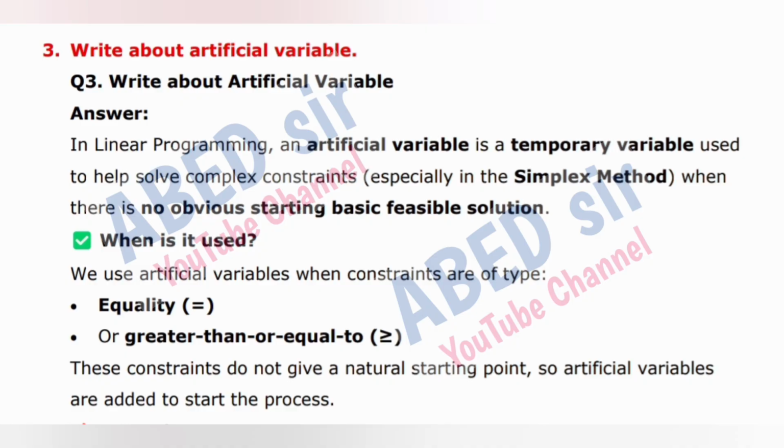Next important short question is: 3. Write about artificial variable. Answer: in linear programming, an artificial variable is a temporary variable used to help solve complex constraints, especially in the Simplex method, when there is no obvious starting basic feasible solution. When is it used? We use artificial variables when constraints are of type equality, or greater than or equal to. These constraints do not give a natural starting point, so artificial variables are added to start the process.